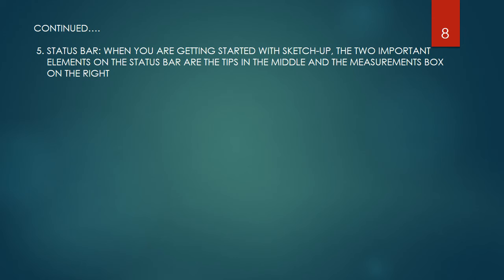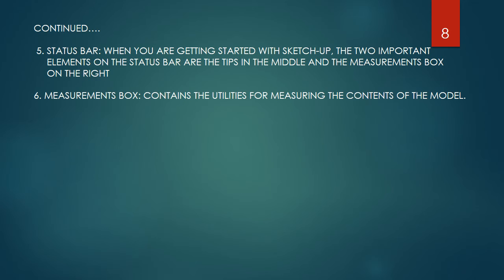Status bar. When you are getting started with SketchUp, the two important elements on the status bar are the tips in the middle and the measurement box on the right. The measurement box contains the utilities for measuring the contents of the model.